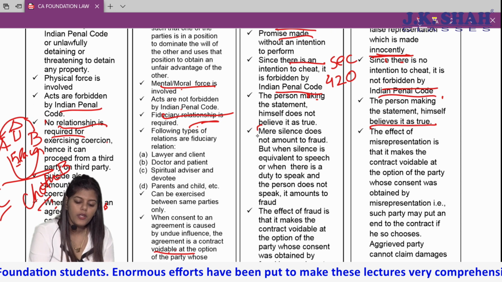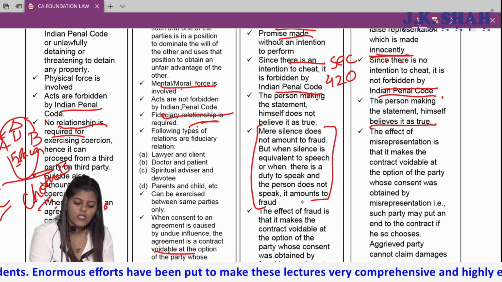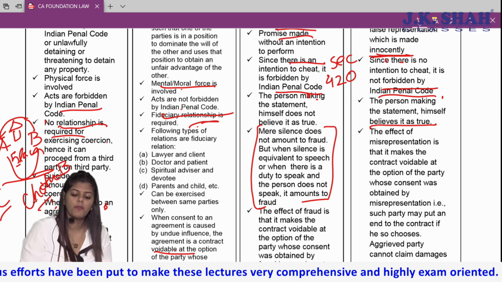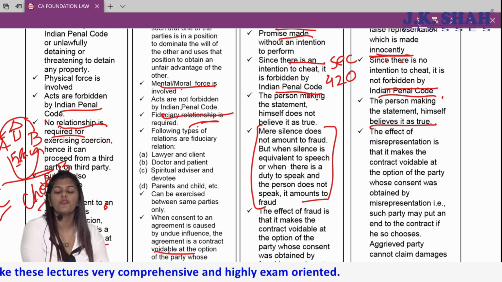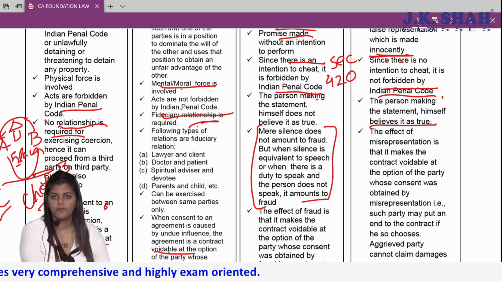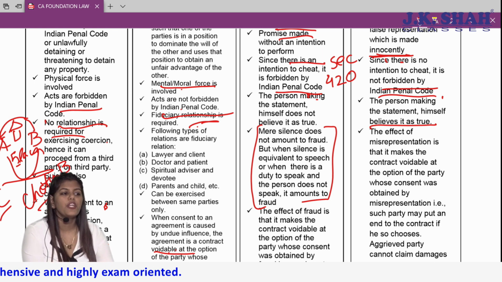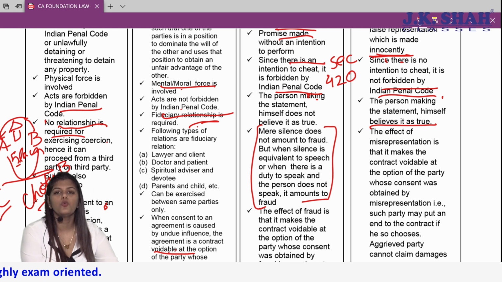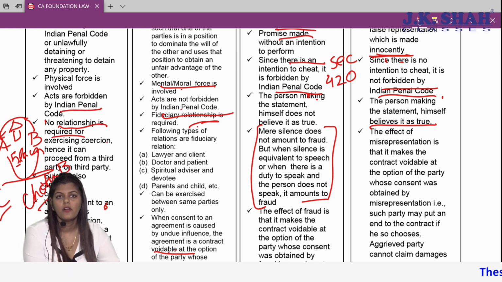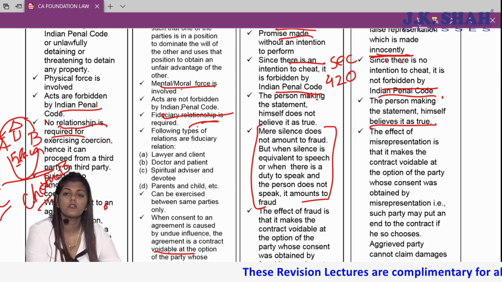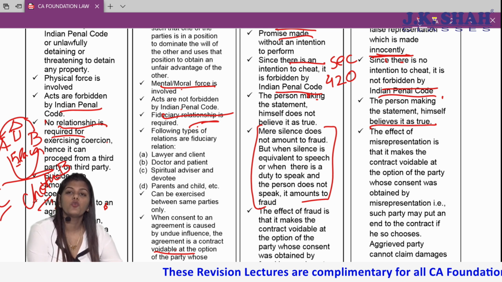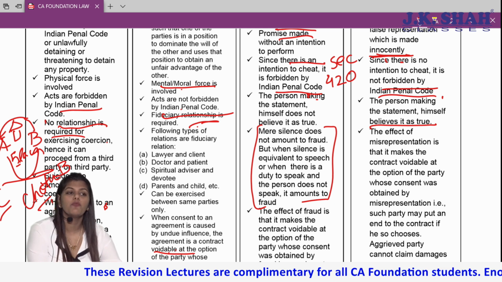Then, a very important part: mere silence does not amount to fraud, but when silence is equivalent to speech, or when there is a duty to speak and you don't speak, it will be fraud. For example, I am offering you a horse. I tell you, my horse is there, you go and have a look, you like the horse, you buy it. Now, the horse, in this case, is lame. The horse is handicapped. You can see this before you buy the horse. After 2 days you come to me and tell me, ma'am, you have done fraud with me.